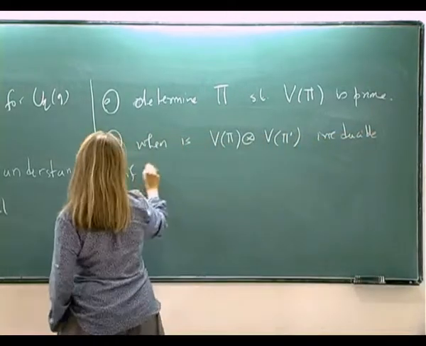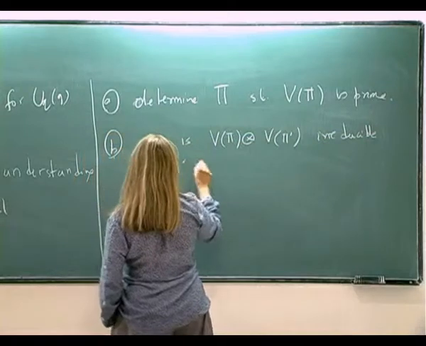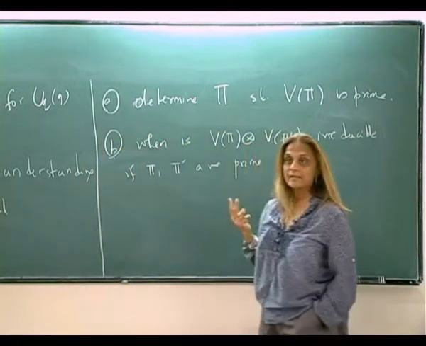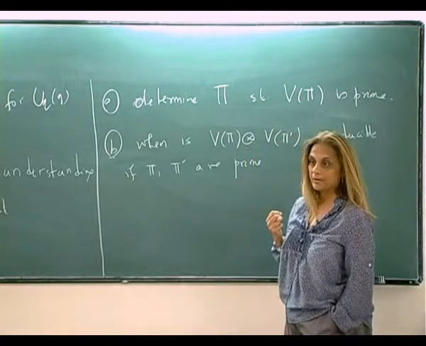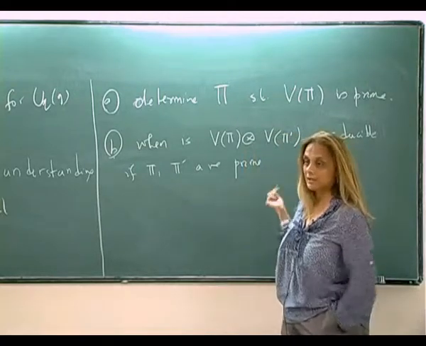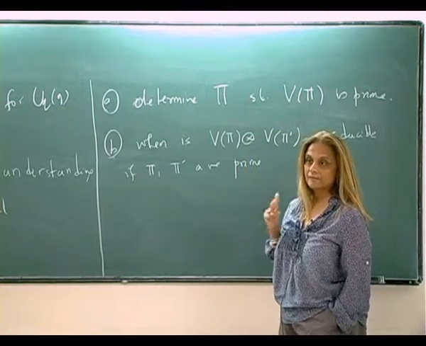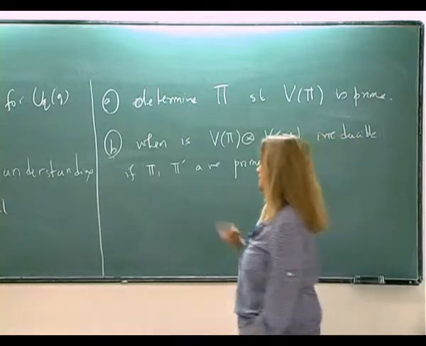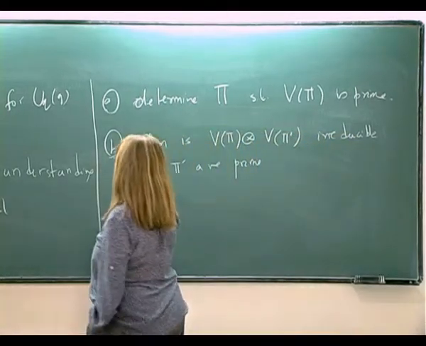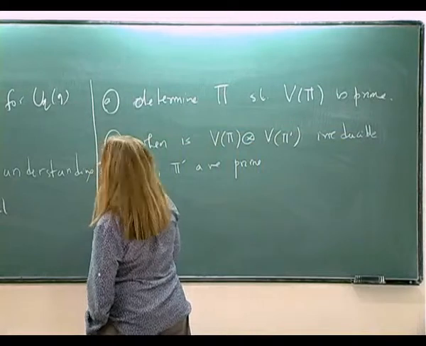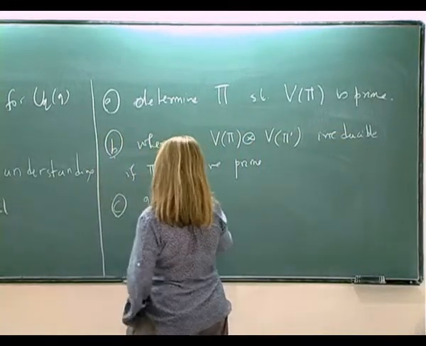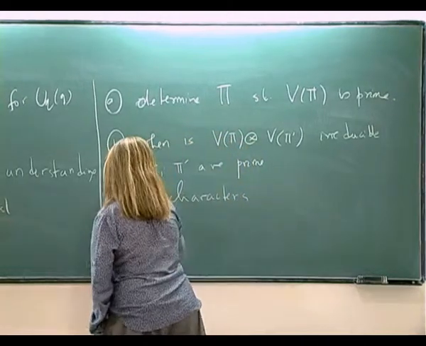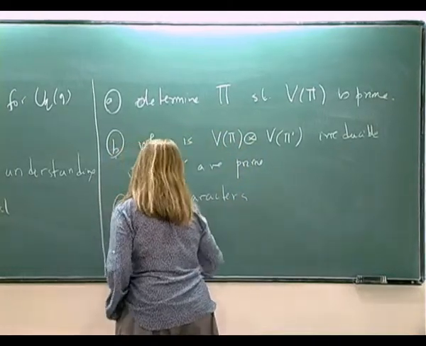If pi and pi prime are prime, it's enough to understand this pairwise. I don't have to understand an arbitrary tensor product. And this is because of this result of Hernandez, which says if it's pairwise irreducible, then the whole thing is irreducible. So it's enough to understand B. Then you'd want to understand their q-characters, and you'd want to understand their U_q G characters.